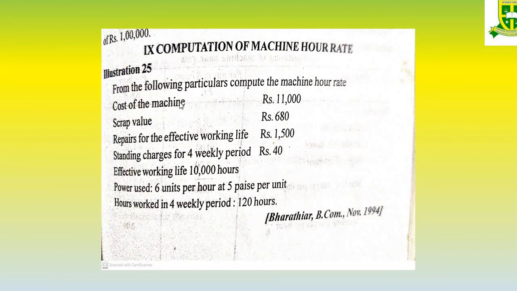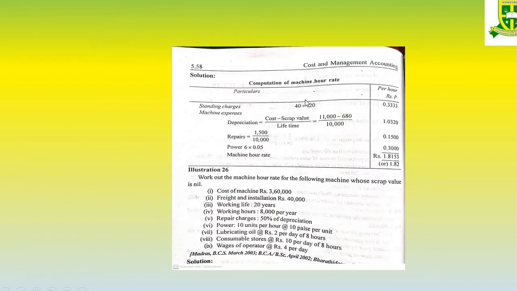The cost of machinery is given only to find out the depreciation value. So how do we find the depreciation value from the cost of machinery? If any installation cost is given, we have to add it. If it is a scrap value, we have to deduct it. So here scrap value is given, so 11,000 minus 680. We should take per year or per life. The cost of machinery, we are using it for the whole life, which is 10,000 hours. So 11,000 minus 680 divided by 10,000, so per hour the machine depreciation is 1.030.